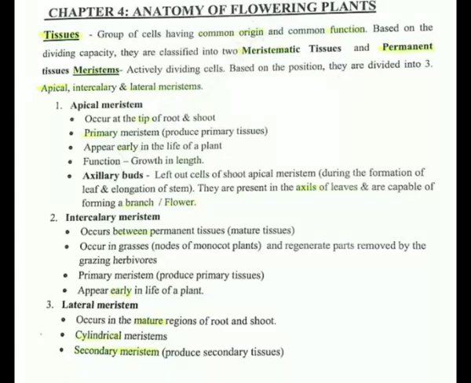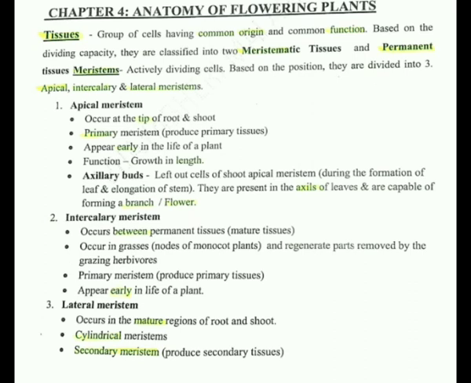Today I want to teach you about the fourth chapter of Plus One Biology for the NCERT syllabus. The name of our chapter is Anatomy of Flowering Plants. What is meant by anatomy of flowering plants? What is meant by anatomy? Anatomy is the internal structure. Then what is meant by anatomy of flowering plants? Anatomy of flowering plants means the internal structure of flowering plants.